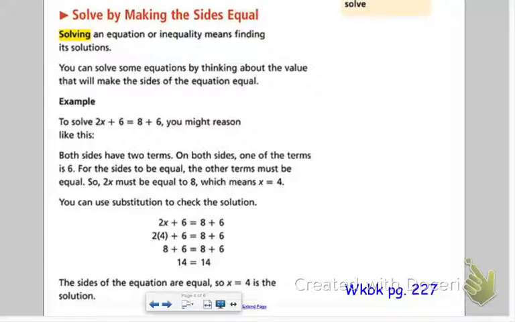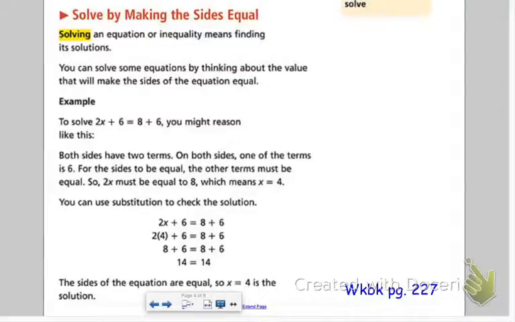Obviously, with an equation, you're only going to have one solution, but an inequality could have multiple solutions. It could have an infinite number of solutions. So you can solve some equations by thinking about the value that will make the sides of the equation equal, because obviously that equal sign is telling you that the left side is equal to the right side.